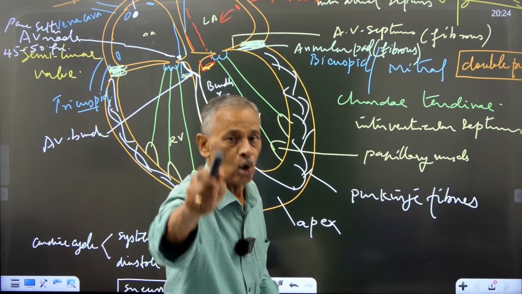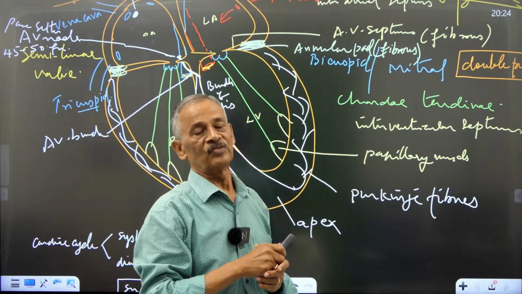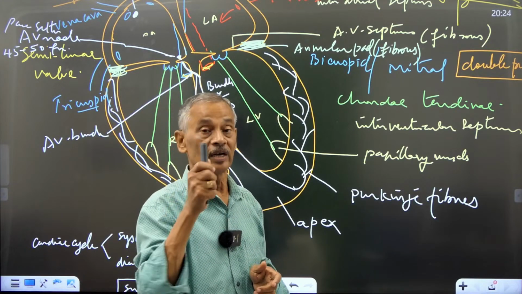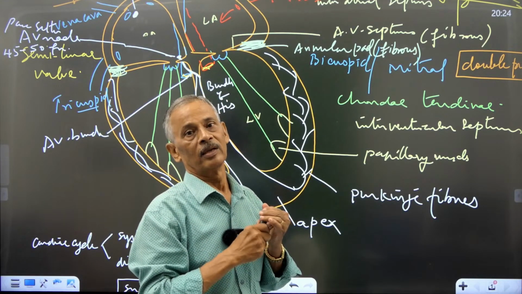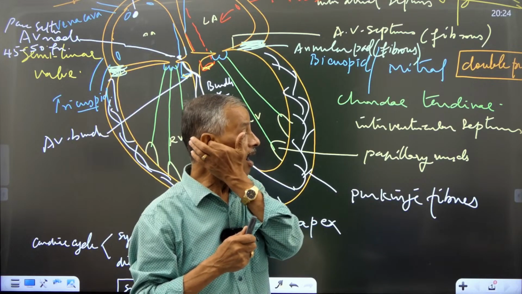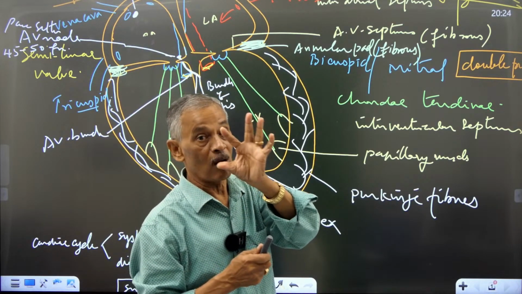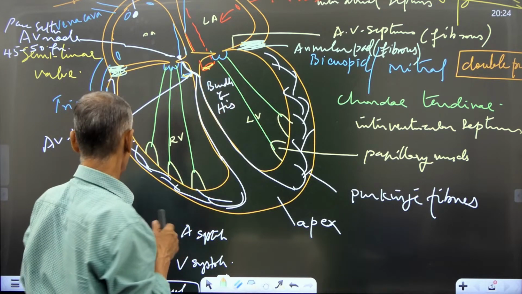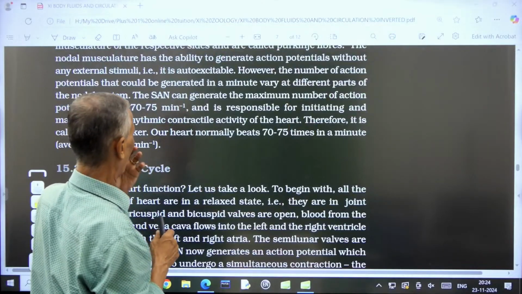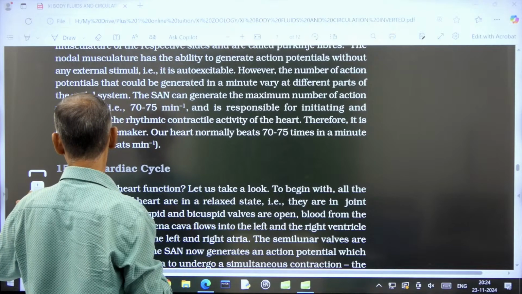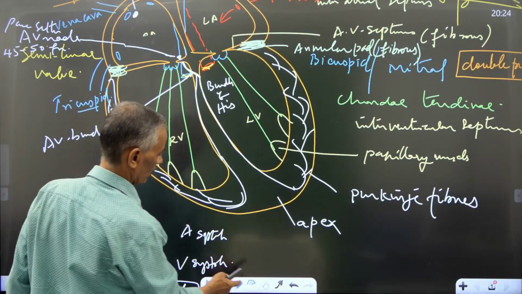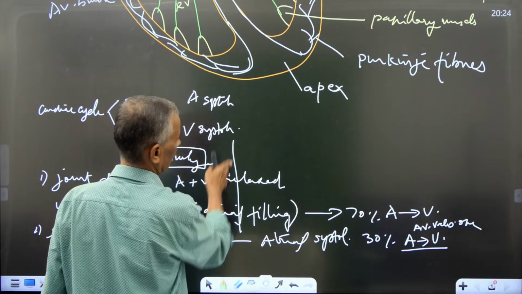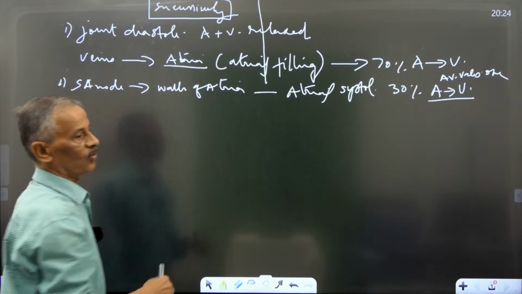It should not reach. The signal should reach the entire wall of the atria but not the wall of the ventricle at the same time. It should contract one after another. There should be a small time gap. So, annular pads are helping that. Okay. You are having annular pads. Because of the annular pads, the signals are not reaching the walls of the ventricles.